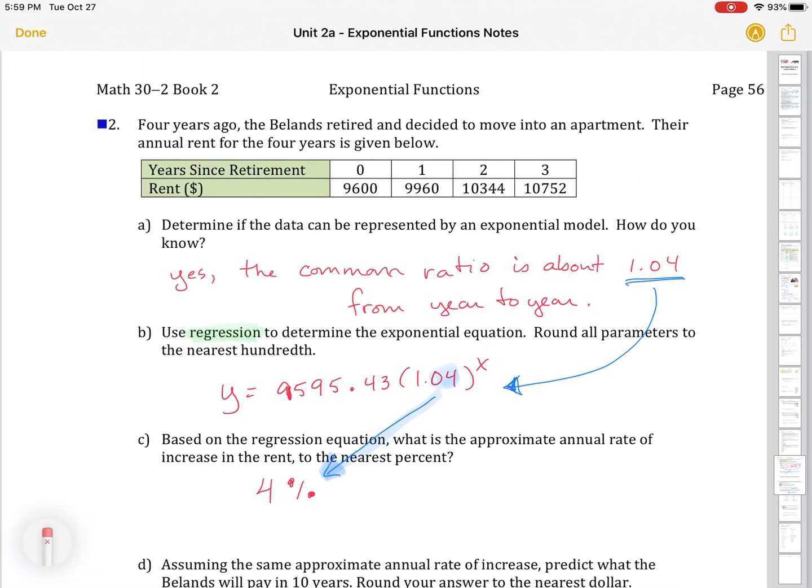Okay, so we're looking at question 2 on page 56, and then 2D, and then 3C and D. So I'm assuming you got 2A, B, and C, so we'll just kind of capture through that. Yes, the data could be modeled by an exponential model because the common ratio is about 1.04 from year to year.